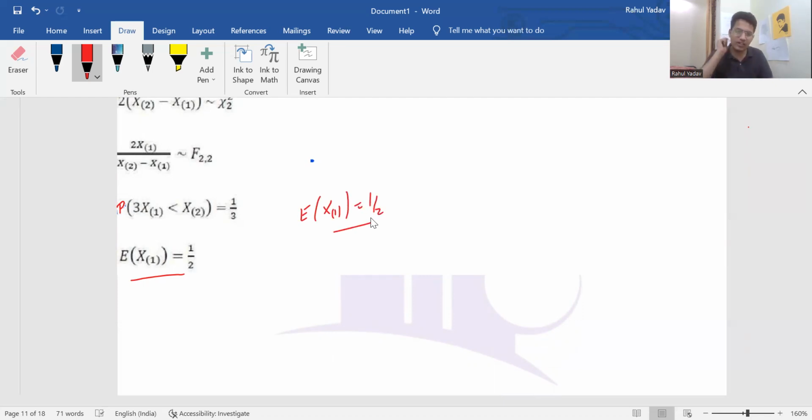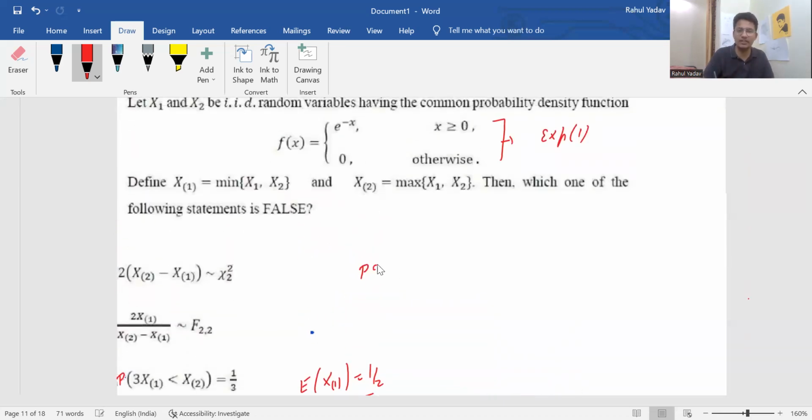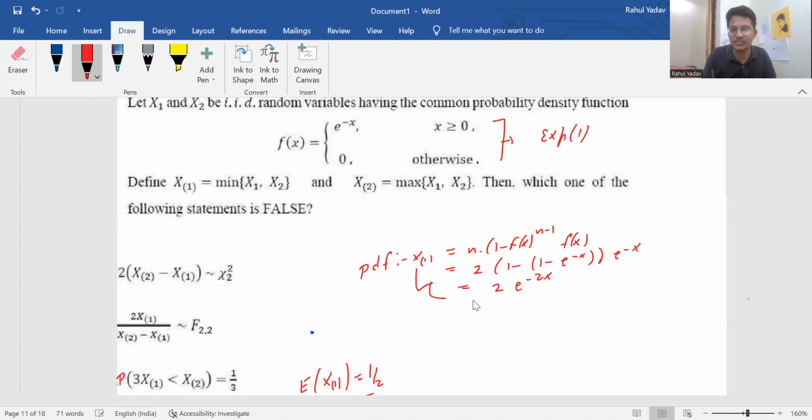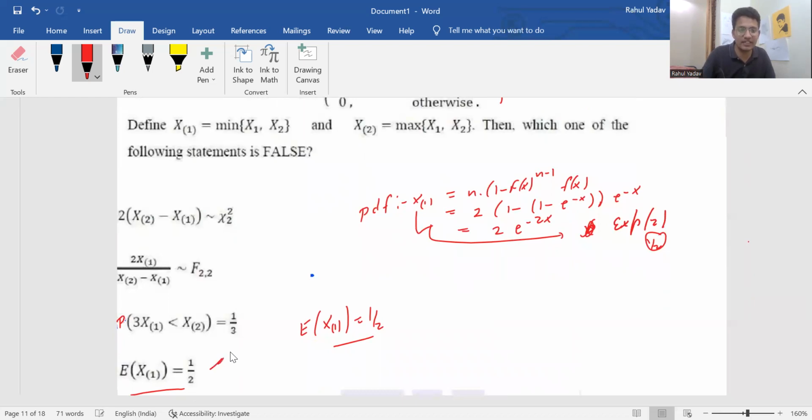Is that correct? If I go to finding the PDF of x1, if you remember some concepts from order statistics, then the PDF of x1 will be n times (1 minus CDF of x) raised to the power n minus 1 times f(x). I know all the things, n is 2 in this case, and 1 minus CDF is e raised to the power minus x, I think. And the PDF is e raised to the power minus x. If I go on solving this, it comes out to be e raised to the power minus 2x. So x1 follows an exponential with parameter 2. That means the expectation will be 1 by 2. So that is correct, this is not the incorrect one.